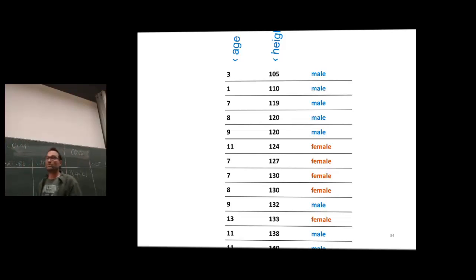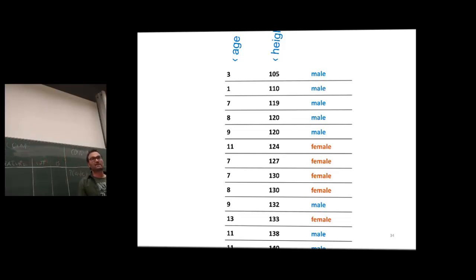That is the way that data is normally specified. You have an instance that hasn't got a name in this case. The first instance has the feature age with value 3, meaning it is 3 years old. The value of the feature height is 105. And the value of the class that it belongs to is male.